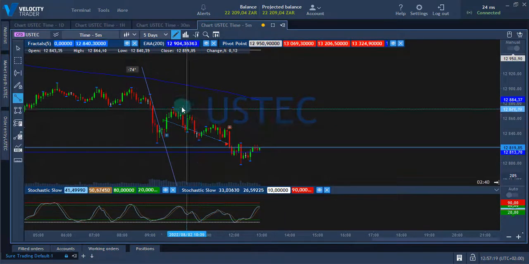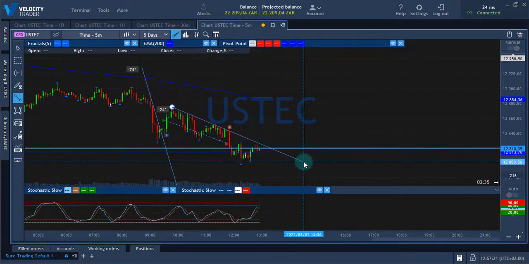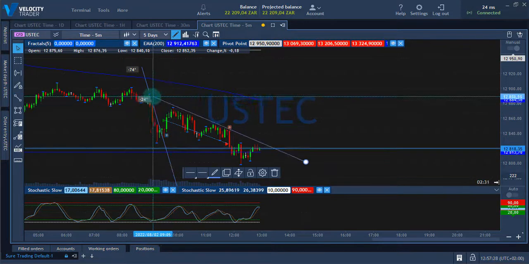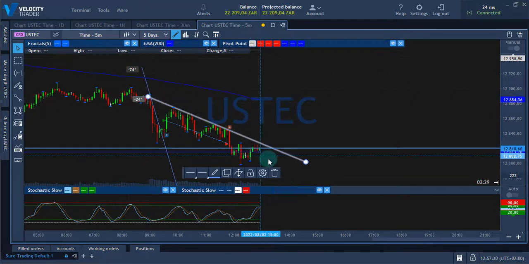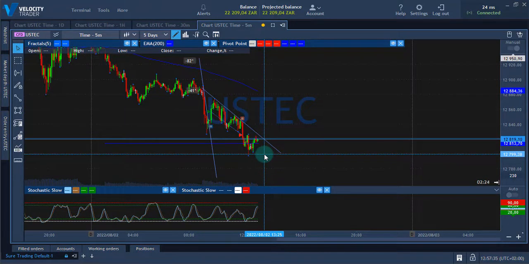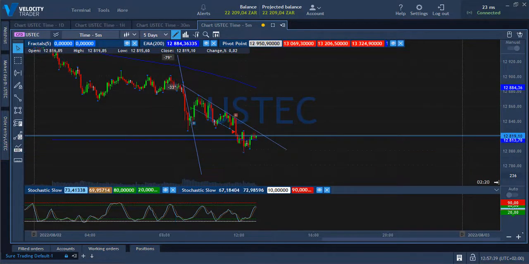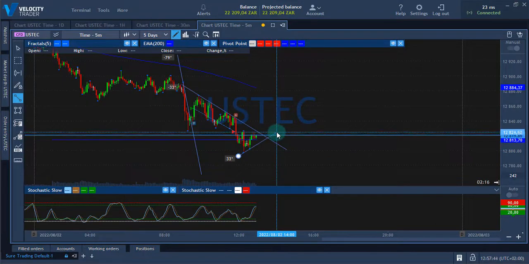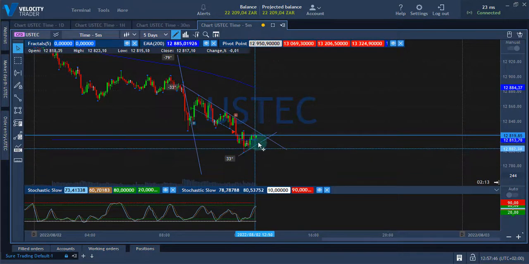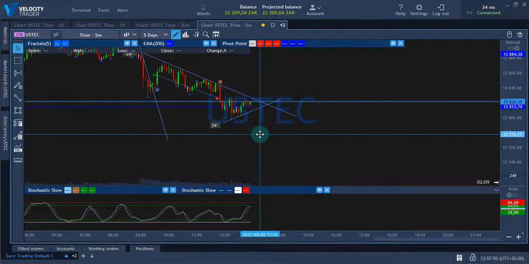So what we're looking at now is if you draw this trend line over here, if it breaks this trend line on the way up, we can enter a long position, or alternatively, if it breaks this trend line on the way down, we can enter a short position.